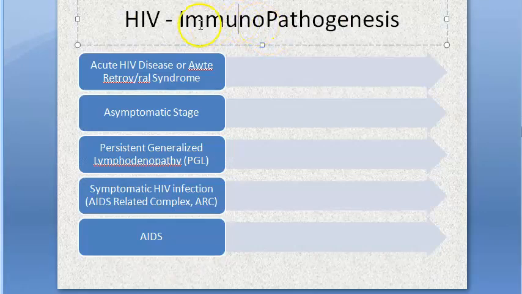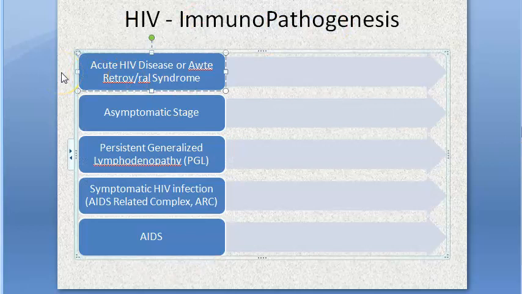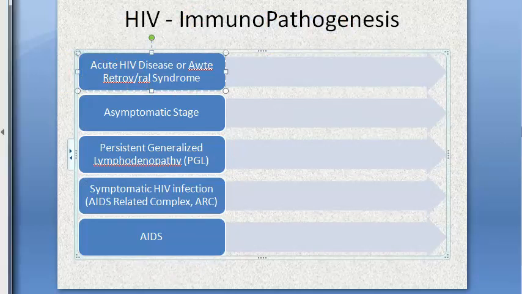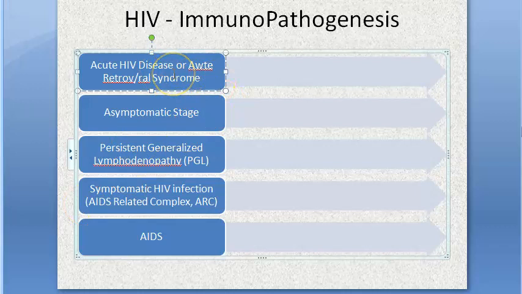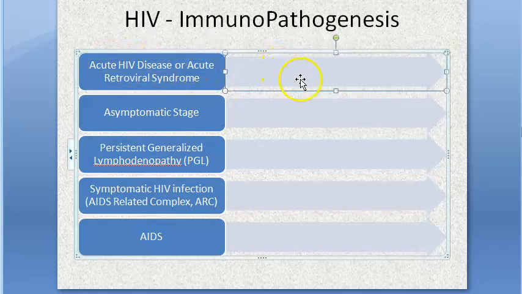Now we have to move on to immunopathogenesis. Following this infection, the HIV is carried to the lymph nodes and other lymphoid tissue, where further multiplication occurs inside the T cells. Acute retroviral syndrome. So basically the virus is carried to the lymph nodes and other lymphoid tissue, and there it starts multiplying inside the T cells. The virus multiplies inside T cells in the lymphoid organ.